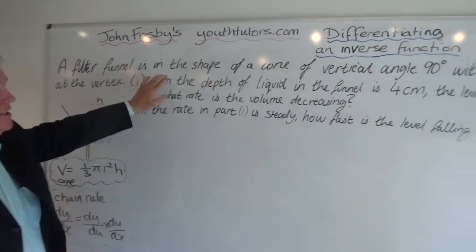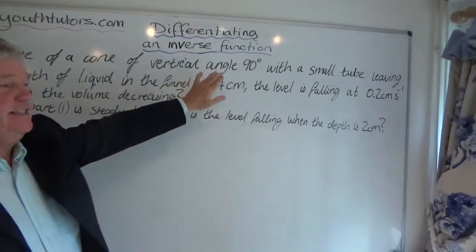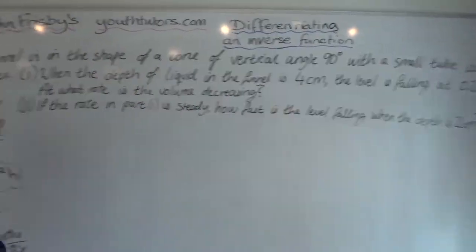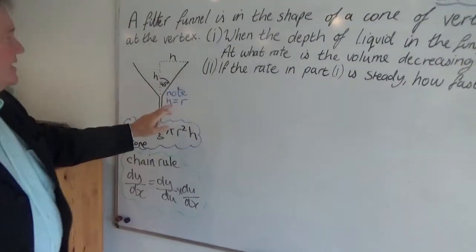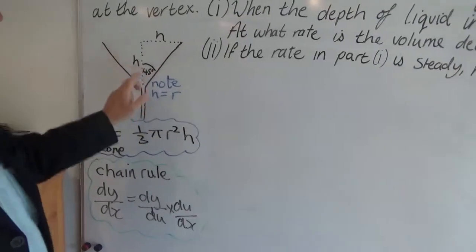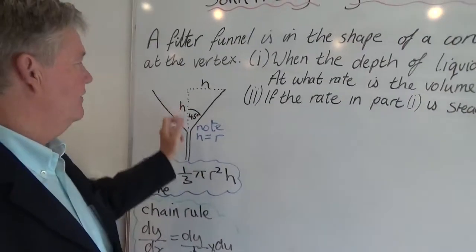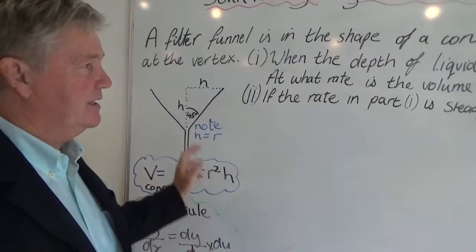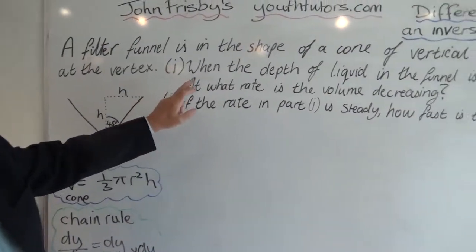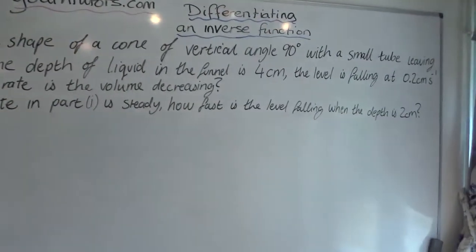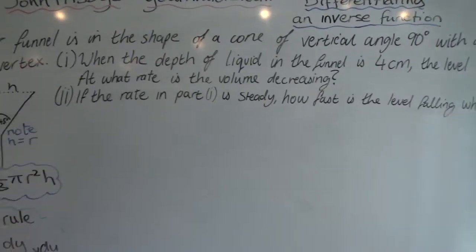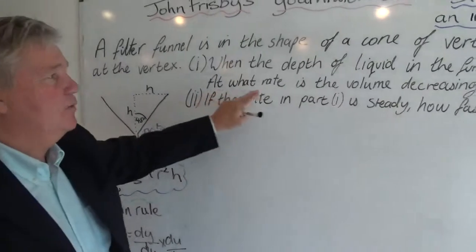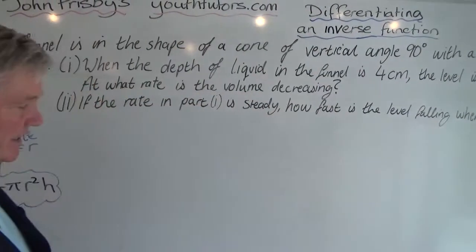A filter funnel is in the shape of a cone of vertical angle 90 degrees with a small tube leaving at the vertex. Here's a little diagram of it. Notice in this question the height of the level equals the radius, h equals r. When the depth of the liquid in the funnel is 4 centimeters, so that would be h, the level is falling at 0.2 centimeters per second, and at what rate is the volume decreasing?